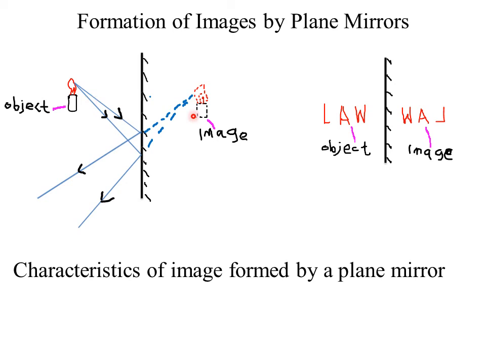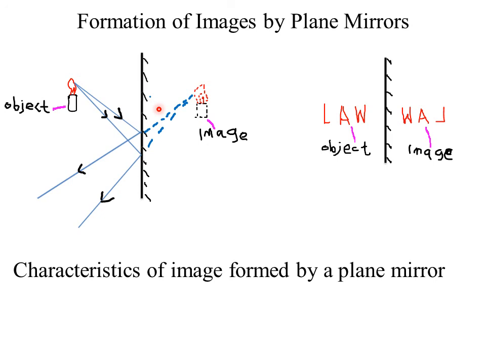Then the last characteristic of image formed by a plane mirror is that the image is virtual, erect, and laterally inverted. So let's discuss that point. Virtual simply means that the image is not formed by actual intersection of the real rays. Or sometimes we just say that virtual means the image is not formed on the screen. So the image formed is virtual, erect, and laterally inverted.